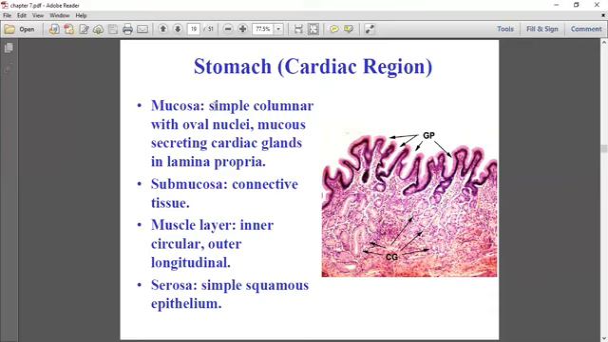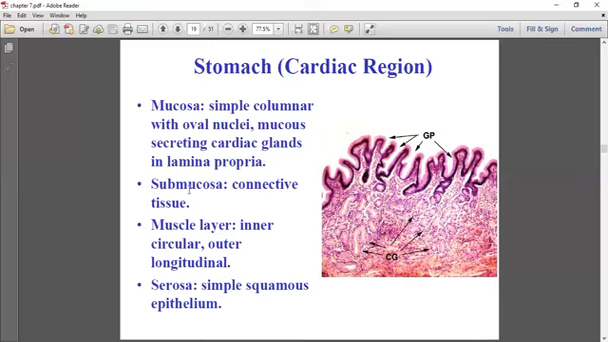Mucosa, composed of simple columnar epithelium. As you know, the basic structural feature is an ovoid nucleus located very close to the basal surface, in addition to mucus secreting glands. These glands are called cardiac glands, multicellular, acinous, located only in lamina propria. No cardiac glands in submucosa. This is very important information.